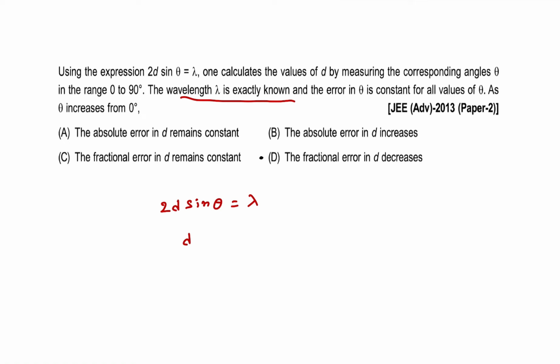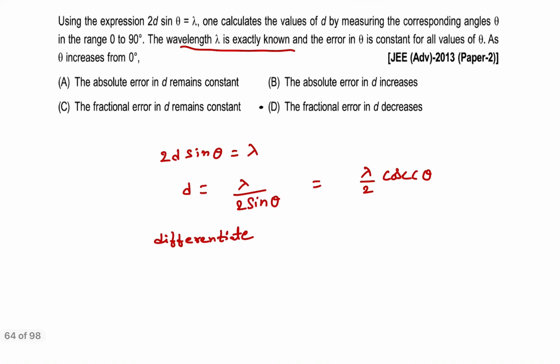Now I am taking 2d sin θ = λ. If 2d sin θ = λ, I want the d value. d is equal to λ by 2 sin θ, which can be written as λ/2 into cosecant θ. Now I want the differentiation of the above relation.